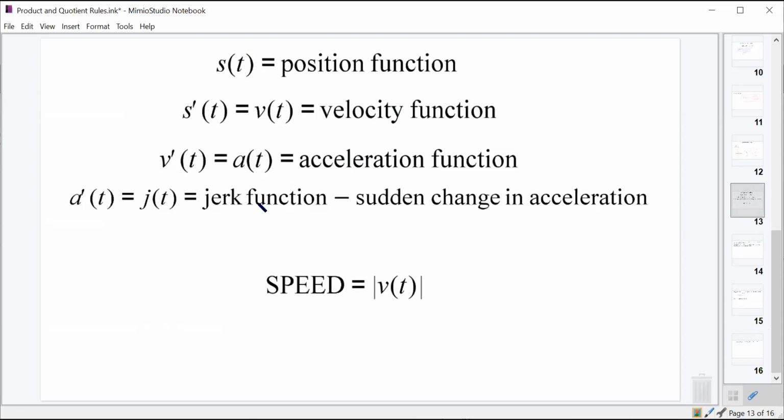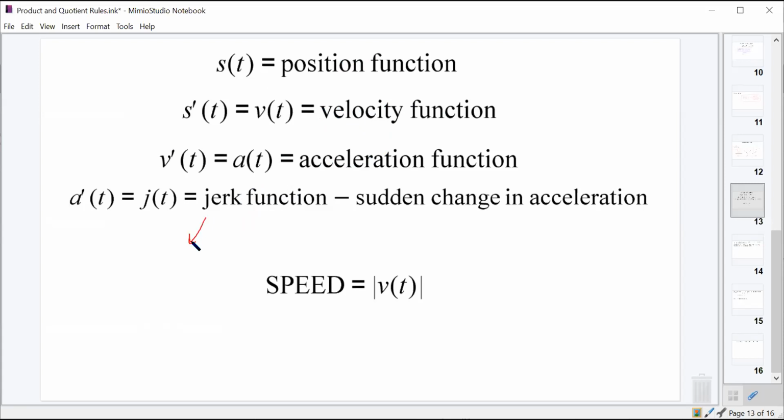You all heard of the jerk function? It's not like the person sitting next to you in class that you don't like. But it's called the jerk function. It means a sudden change in acceleration. That's the derivative of acceleration. So each one of these is an instantaneous rate of change of the one above it, right? Velocity is the instantaneous rate of change of your position, while acceleration is the instantaneous rate of change of your velocity. It's how the velocity is changing. Jerk is the instantaneous rate of change of your acceleration, and so on.